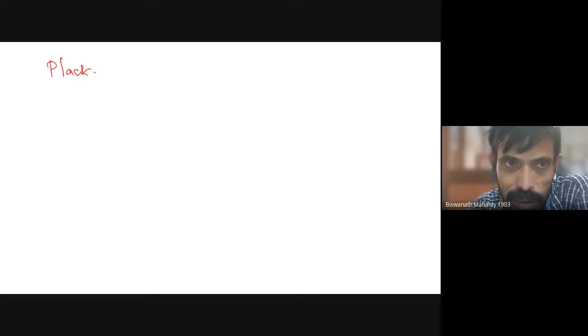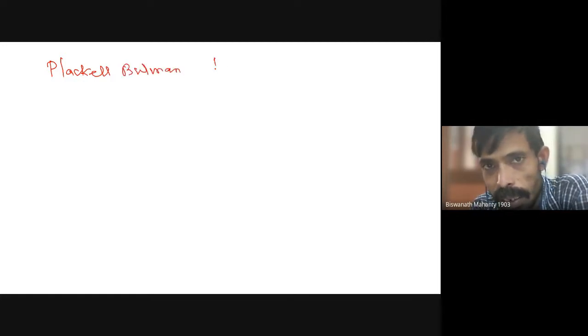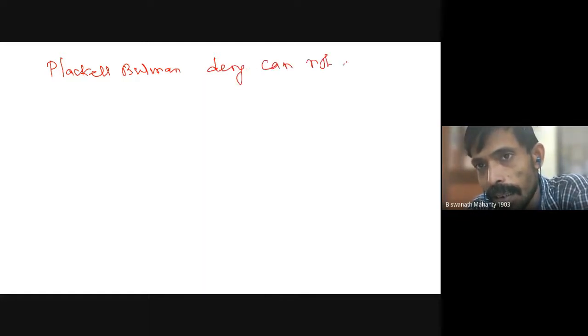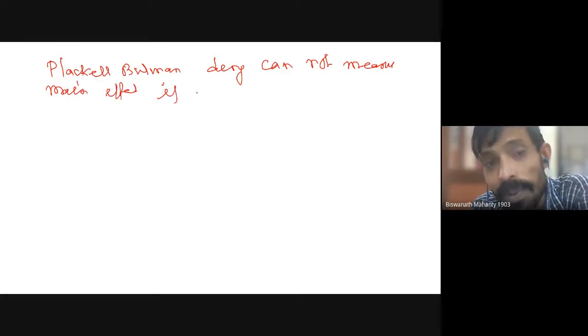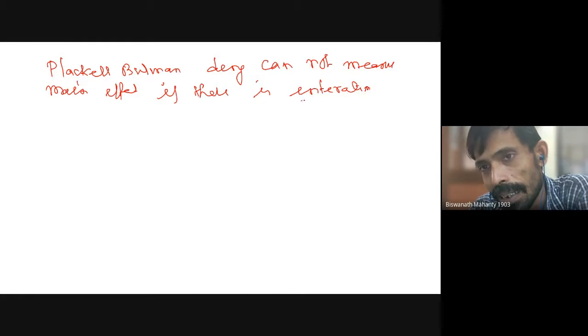Plackett-Burman design cannot measure the main effect if there is interaction. That is not possible.